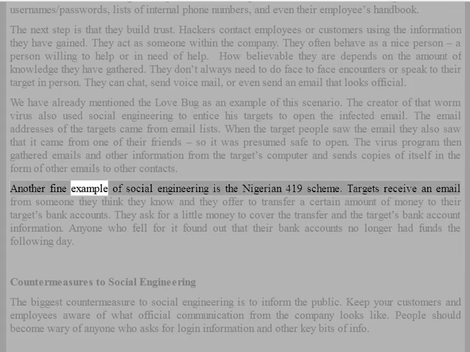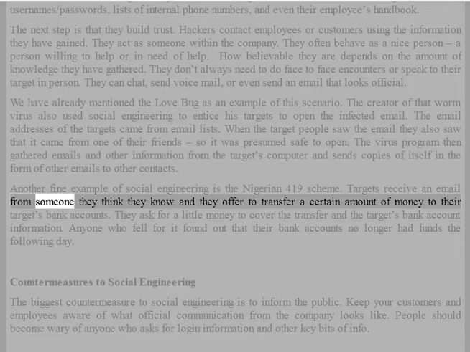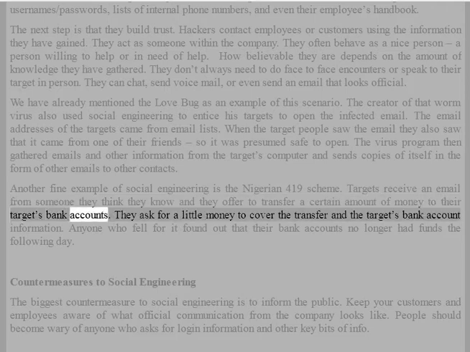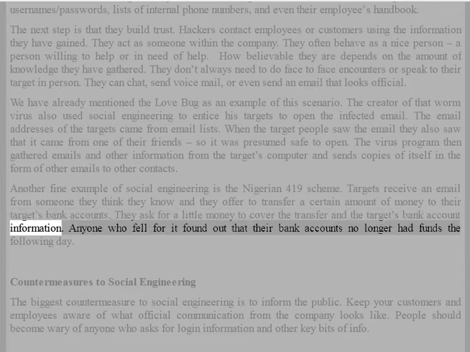Another fine example of social engineering is the Nigerian 419 scheme. Targets receive an email from someone they think they know, and they offer to transfer a certain amount of money to their target's bank accounts. They ask for a little money to cover the transfer and the target's bank account information. Anyone who fell for it found out that their bank accounts no longer had funds the following day.